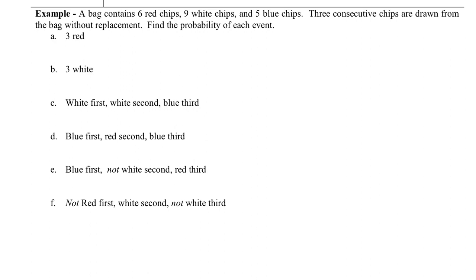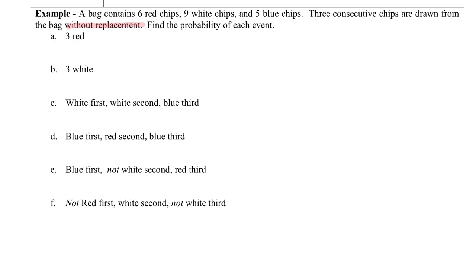I'm going to go through these next examples a little bit faster because I think you're starting to get the hang of it. I'll be asking you a few questions. So in this example, we've got 3 consecutive chips drawn from the bag without replacement. Find the probability of each event. So we've got 6 red, 9 white, 5 blue. That's a total of 20. And we're going to look at these different events.